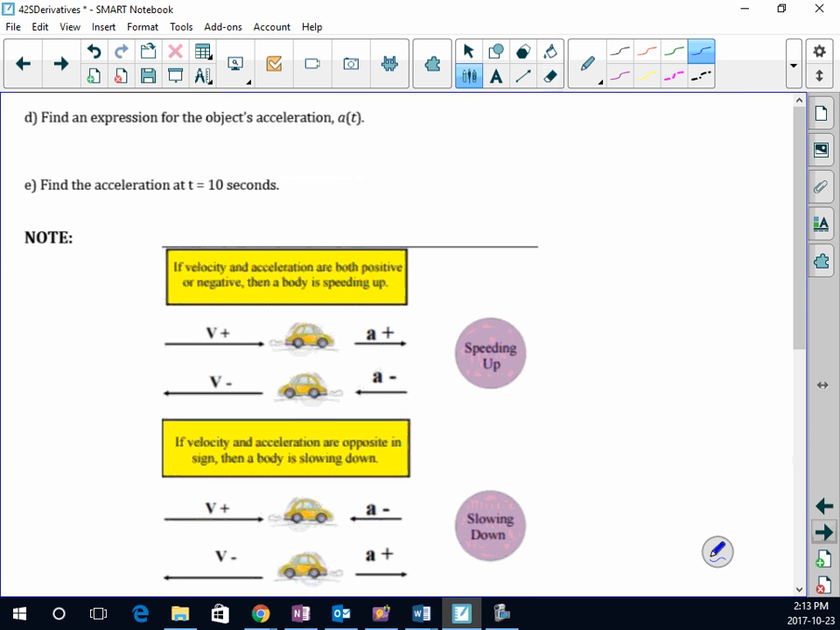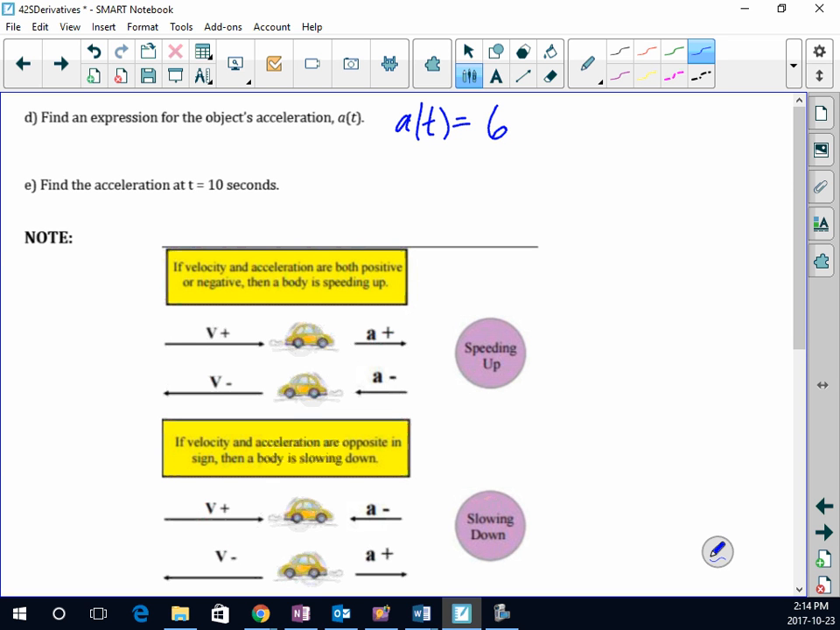Find the expression for the object's acceleration. So acceleration is the first derivative of velocity, or the second derivative of position. So what would a of t be equal to then? It would just be 6, because remember it was 6t minus 9, so it would just be 6. So what does that mean?